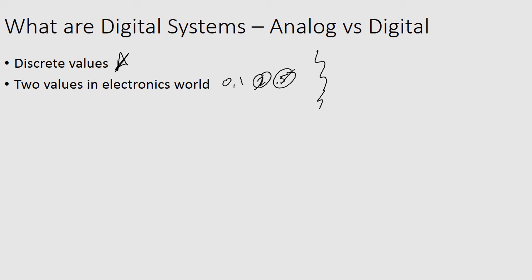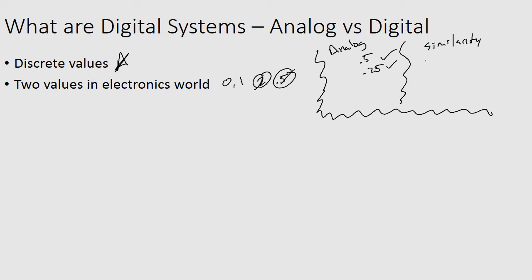And so in comparison, in an analog system, values such as 0.5 are allowed, 0.25 may be allowed. However, do note that there is one similarity between an analog and a digital system, and that is that both of them can have constraints, they can have boundaries. So the similarity is that they can both have boundaries.